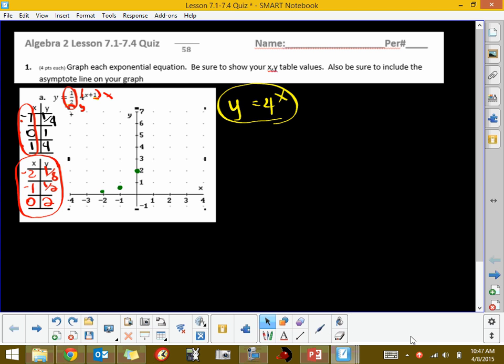And then we should know that on an exponential graph, we should have a horizontal asymptote that goes along the x-axis if we don't move it up and down at all. And there was no vertical movement on this. There was a vertical stretch, but no vertical shift up or down. So I place that on my x-axis. That asymptote is a line we get close to but don't touch. Then it goes up forever. So that's our graph for question 1A.